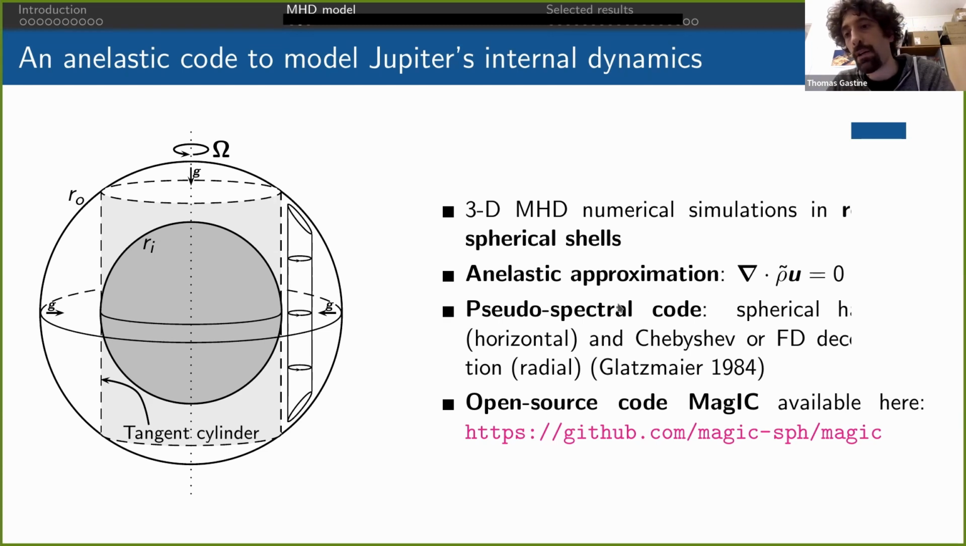Instead of solving the full compressible equations, we make the anelastic approximation, which means that we are filtering out all the fast acoustic waves, and then the momentum, so the density times the velocity u, is just a solenoidal quantity that you can decompose into a poloidal and a toroidal potential. So we then followed a pseudo-spectral approach that was introduced in the 80s by Gary Glatzmaier. The numerical algorithm I'm using is still extremely close to the one put forward by Gary Glatzmaier back then. And to compute the simulations that I will present later on, I'm using the MagIC code, which is an open source code that you can download at the address shown here.